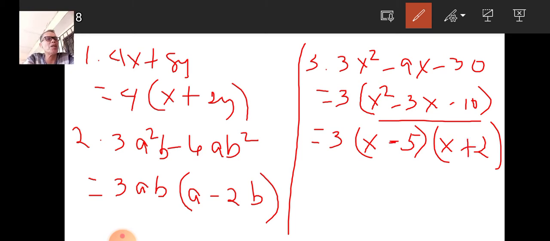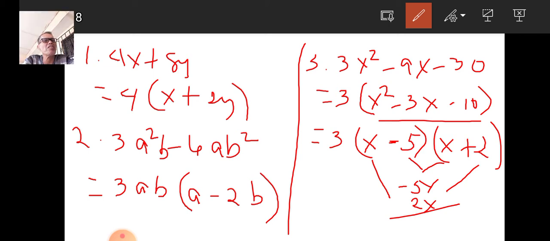So if you multiply negative 5 times x, you will have negative 5x. Then x times 2, you will have positive 2x. If you add negative 5x plus positive 2x, you will have negative 3x, which is the middle term. Okay?